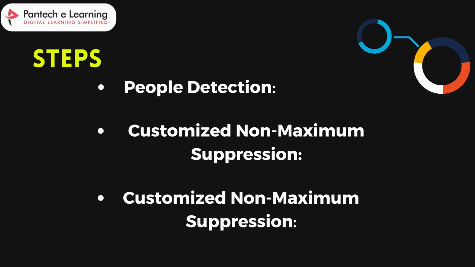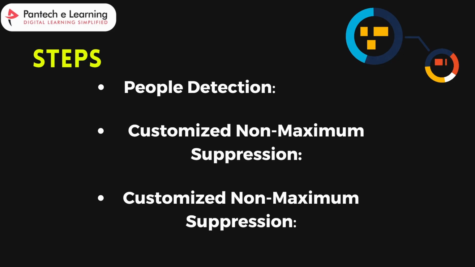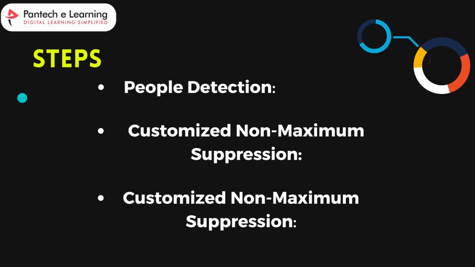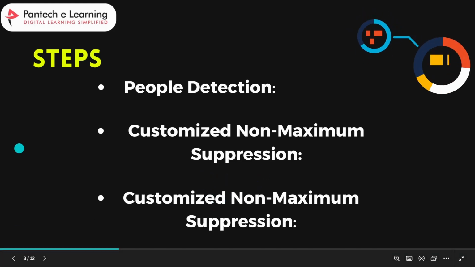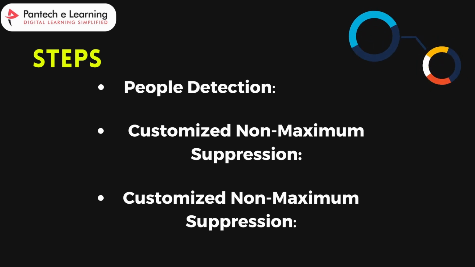The next step is motion-based tracking. With accurate detection of the people in each frame, the next step is to track their movements over time. This involves linking detections across consecutive frames to form tracks that represent the trajectories of individual pedestrians. So the first is people detection, the second is non-maximum suppression, and the third is motion-based tracking. Next we are going to get into the program.